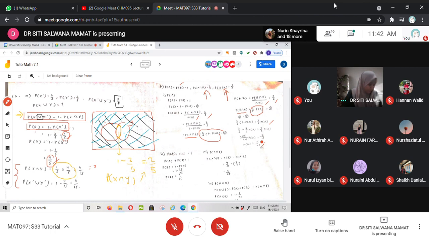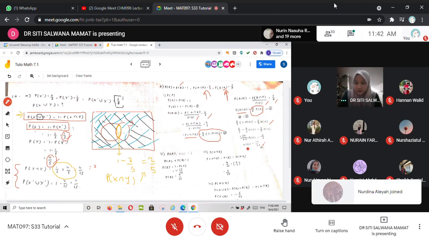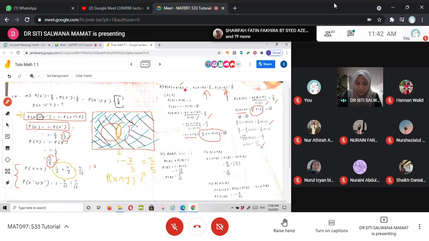16/25. Okay, 16/25. Okay, so A dah ada, you plug in value lah A dekat sini. So that you dapat P of B. Okay, this part. P of B, 1 minuskan dengan 16, you dapat 9/25.